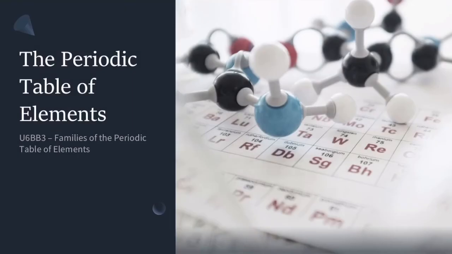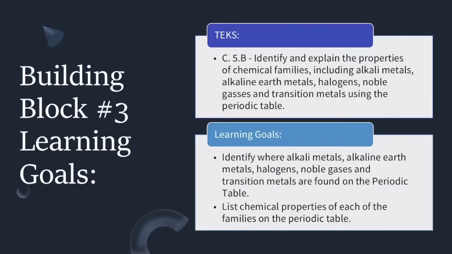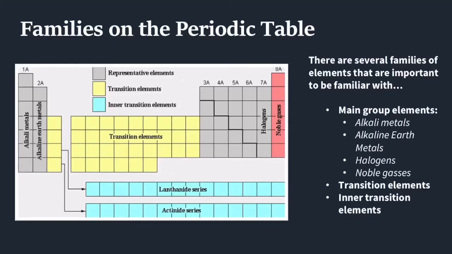This is Ms. Bufford, and in this video, we're going to talk about families of the periodic table. So your learning goals here are to be able to identify where the alkali metals, alkaline earth metals, halogens, noble gases, and transition metals are found on the periodic table, and to be able to list some properties of each of these families. And so here's a quick overview of where these families are located.